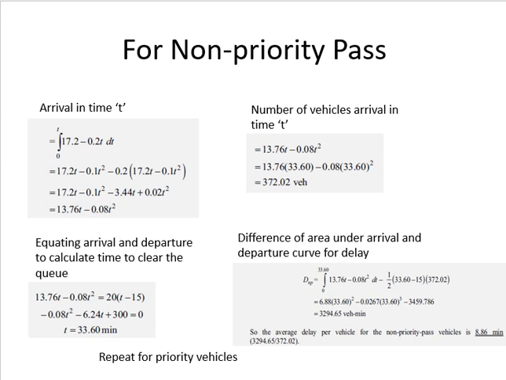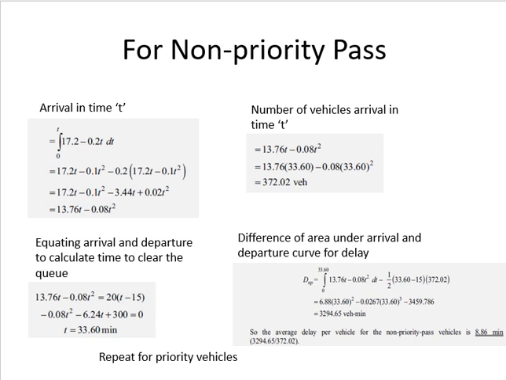Okay, now I want average from total. What do I do? Divide by number of vehicles. How many vehicles we have in the queue? The number of vehicles arrived in this much time. Okay, the number of vehicles who arrived during this much time. So how many vehicles arrived in 33.6 minutes? 372. You have the total, divide by 372, it will give you average delay per vehicle. Okay, it will give you average delay per vehicle. Clear? Okay.